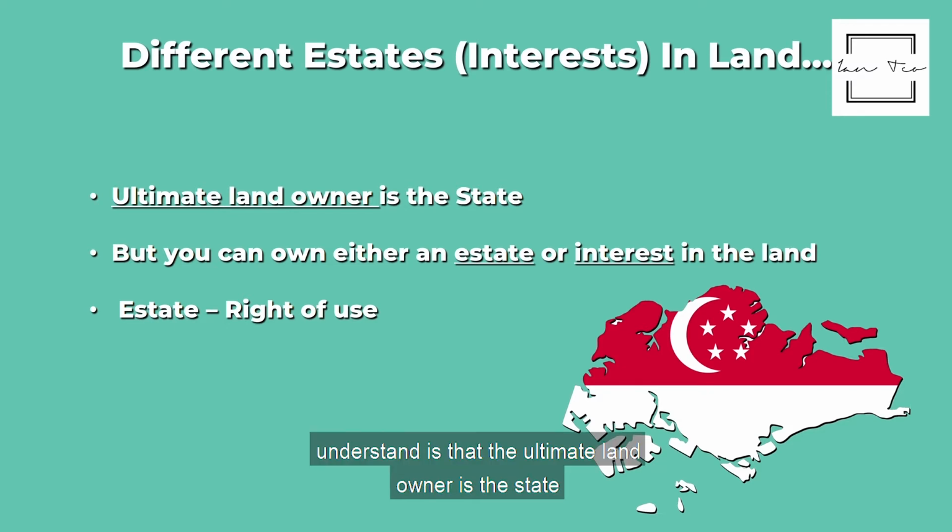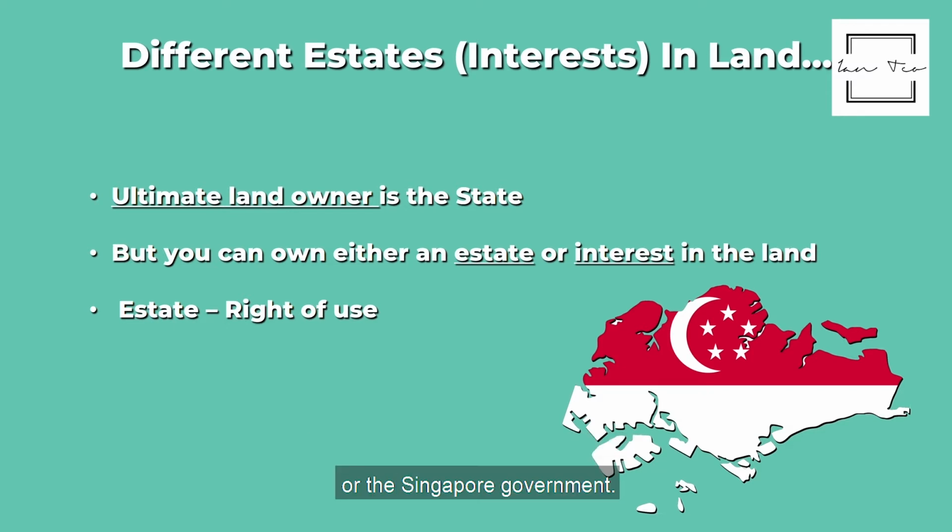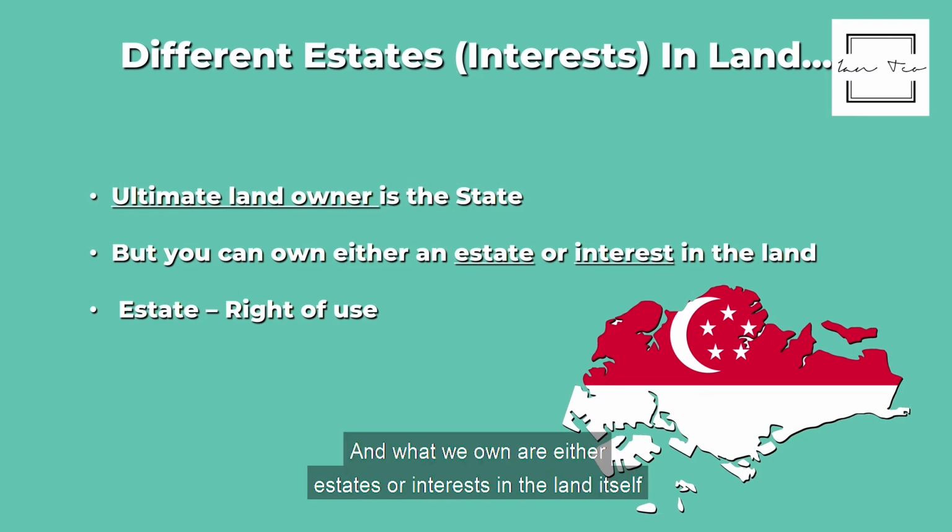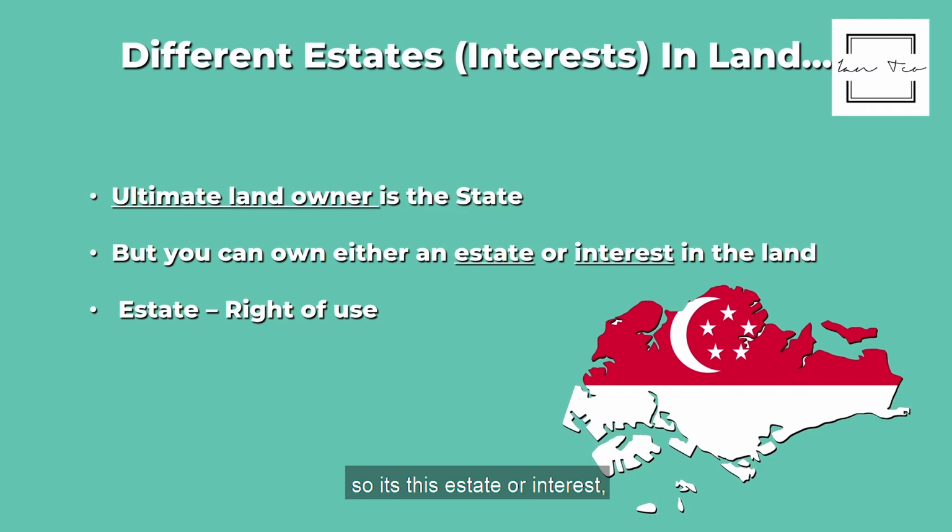What we need to understand is that the ultimate land owner is the state, or the Singapore government. And what we own are either estates or interests in the land itself. So this estate or interest has a time duration. For freehold, it's unlimited. For leasehold, it depends. It's either 99, 999 years, and so on. And an estate, to make it simple to understand, is basically the right of use for the land. That's how you can think of it.